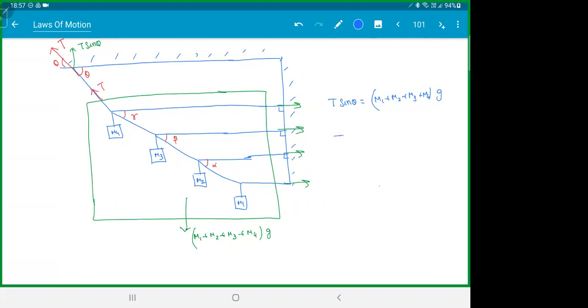There, that's your answer. Think about it, because the other strings will not provide, the only person who can balance the weight is T sine theta. There is no other vertical force. So choose all the 4 blocks as one system. You can say draw FBD of all the 4 blocks.